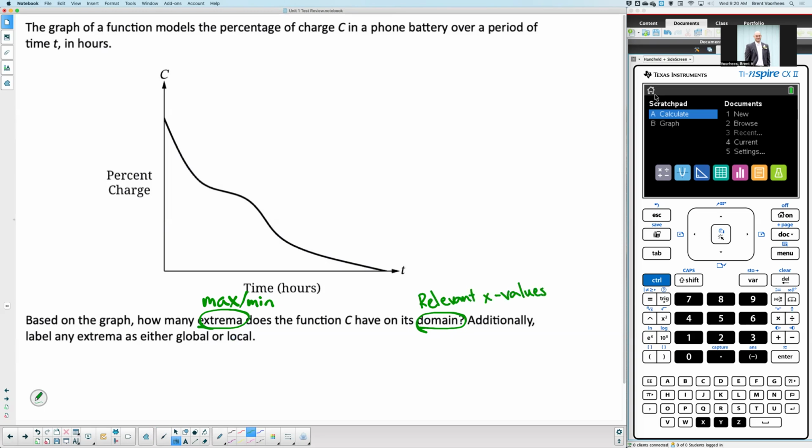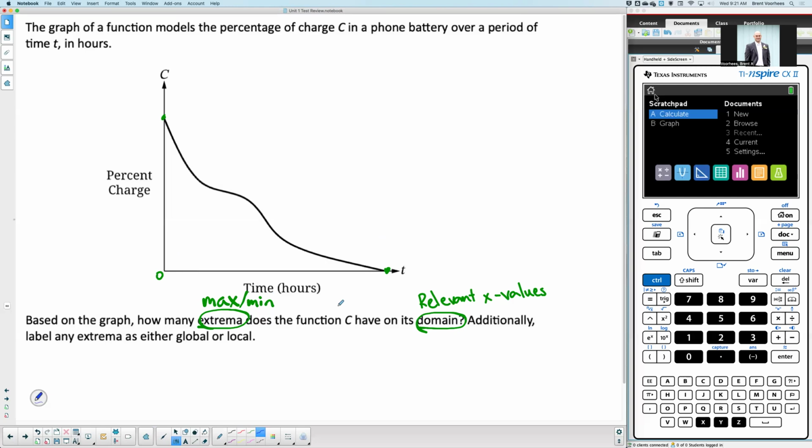Okay, so what am I saying? If t represents time, do we have negative time? No, so we're not going to look at negative x values. The starting time would be 0. This would be like time 0 right there. And this would be whatever time that is. So we're looking in between there. How many extrema does this graph have?